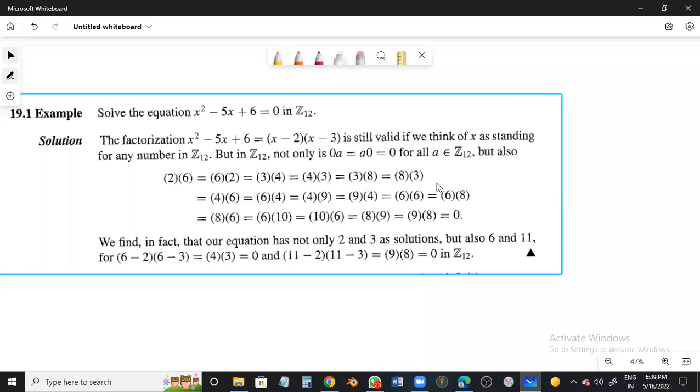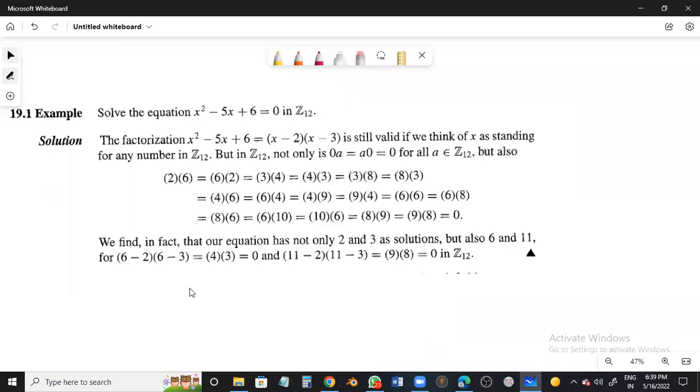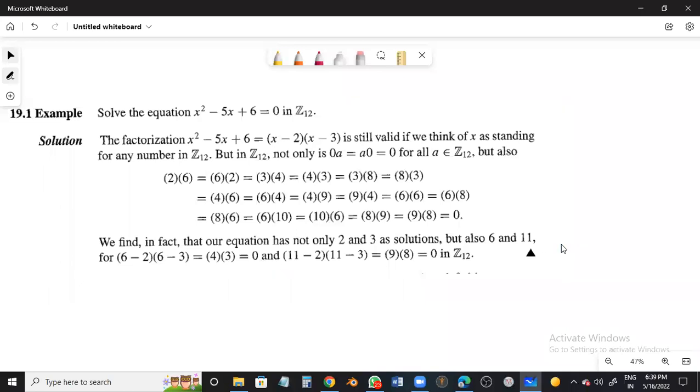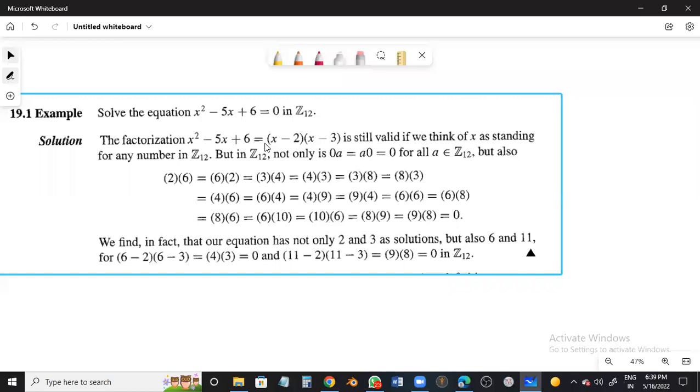Now you can see if you take (6 minus 2) into (6 minus 3), that gives you a 0. Or else you take 11 minus 2. What I'm doing is using this factorization and putting in the values of x. From where have I taken the values of x? From Z12. You know better, the members of Z12 are 0, 1, 2, 3 up to 11. So I have taken 11. (11 minus 2) into (11 minus 3) also produces a 0 in Z12.